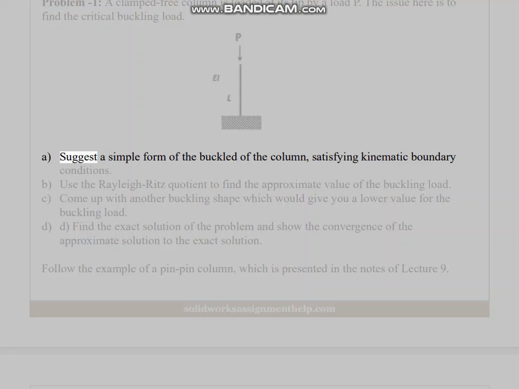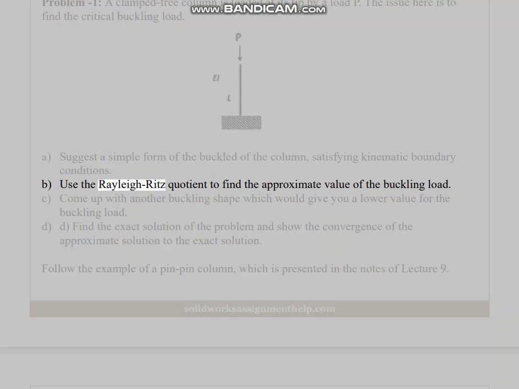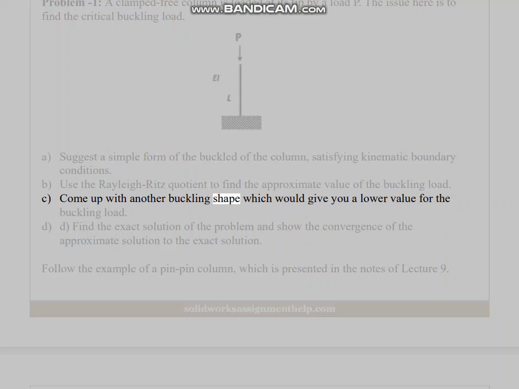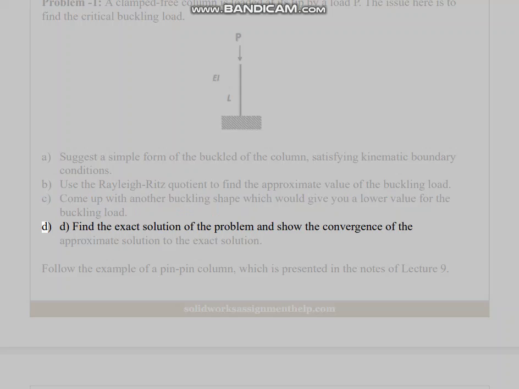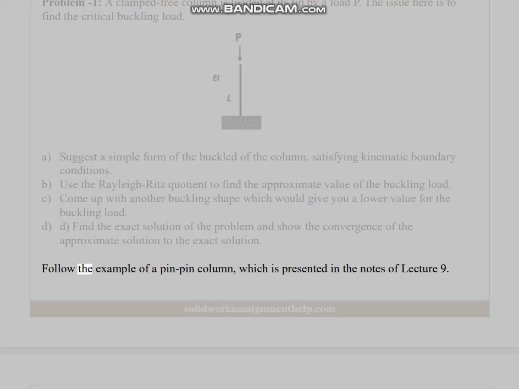A. Suggest a simple form of the buckled shape of the column, satisfying kinematic boundary conditions. B. Use the Rayleigh-Ritz quotient to find the approximate value of the buckling load. C. Come up with another buckling shape which would give you a lower value for the buckling load. D. Find the exact solution of the problem and show the convergence of the approximate solution to the exact solution. Follow the example of a pin-pin column, which is presented in the notes of Lecture 9.